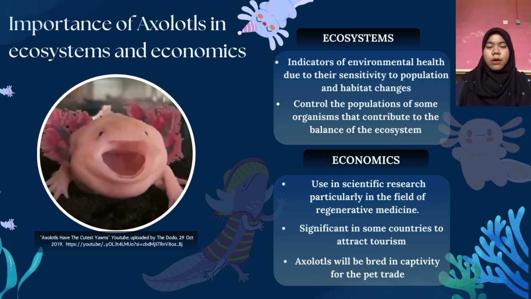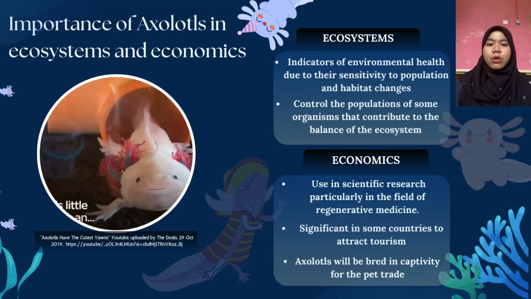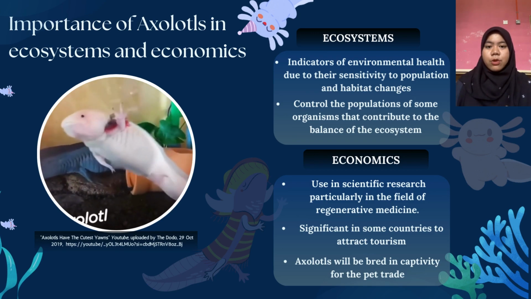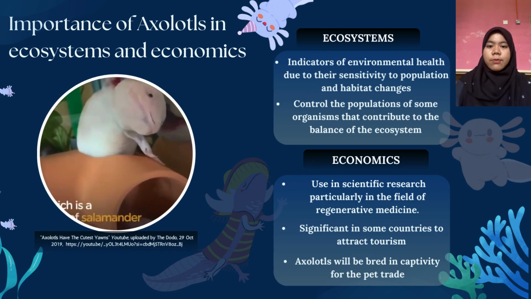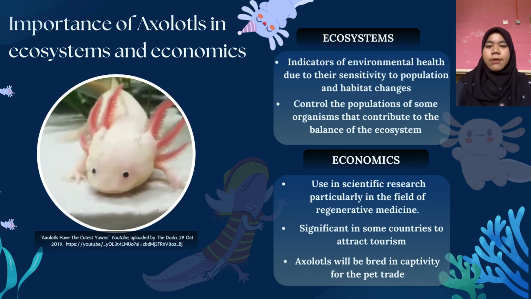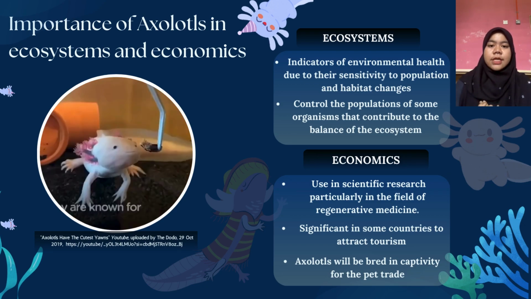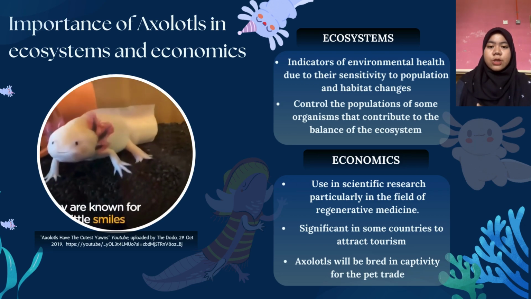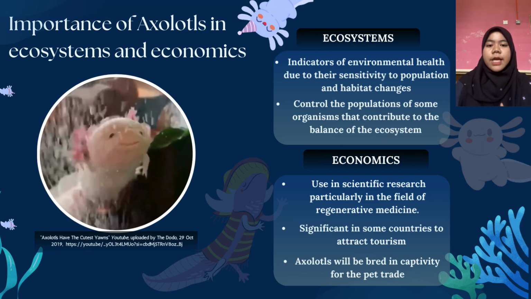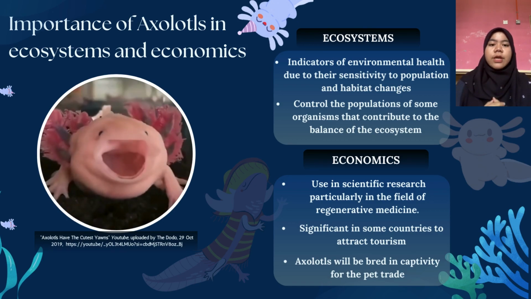The other importance of axolotls to the ecosystem is they help to control the population of some organisms that contribute to the balance of the ecosystem. This happens because their presence helps in nutrient cycling and maintaining the ecological equilibrium of their habitat. Additionally, axolotls are a top natural predator in the environment. They are carnivores that eat arthropods, worms, insects, larvae and fish. Therefore, protecting axolotls is not only essential for their species, but also for the overall health and stability of the ecosystem they inhabit. In this way, they help control the population of these organisms.